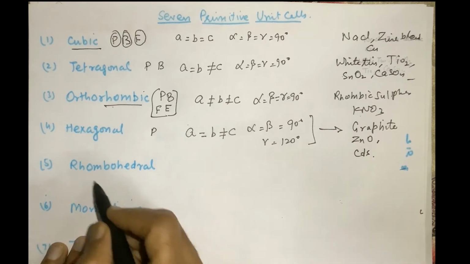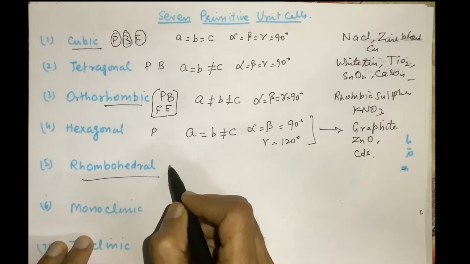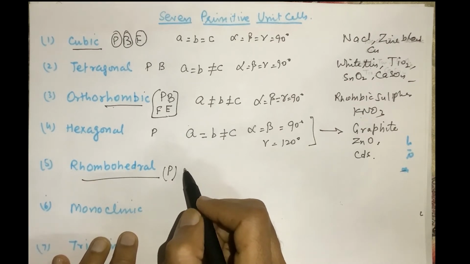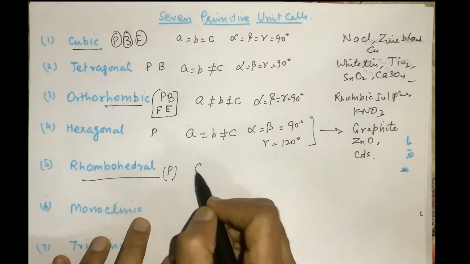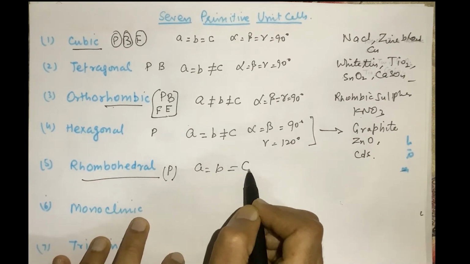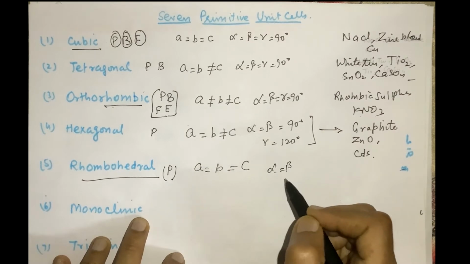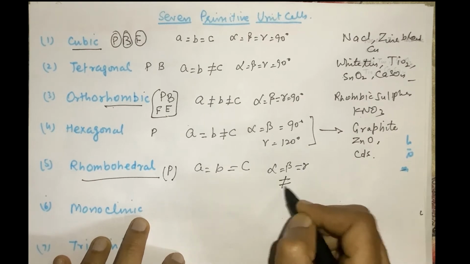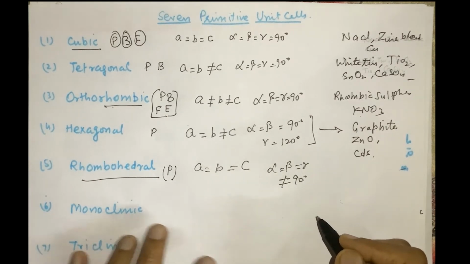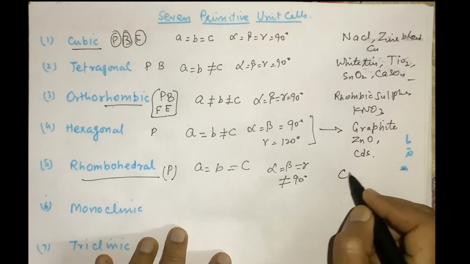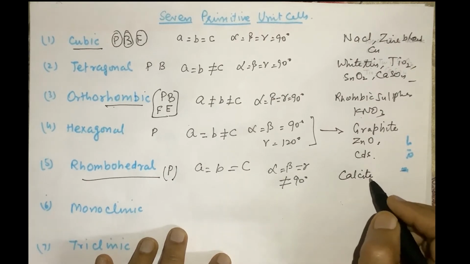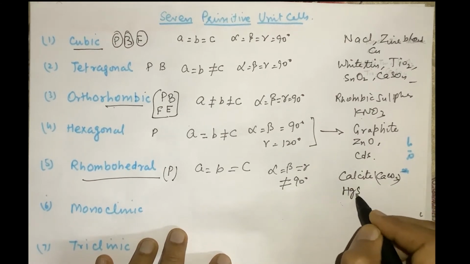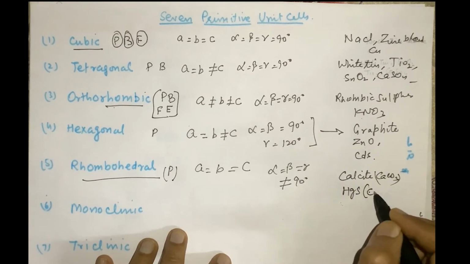These are examples. Now rhombohedral, this is also possible only in primitive lattice, and A is equal to B is equal to C, alpha is equal to beta is equal to gamma, but they are not equal to 90 degree. All are different from 90 degree. Its examples being calcite, CaCO3 of course, HgS, mercury sulfide, this is also called as cinnabar.